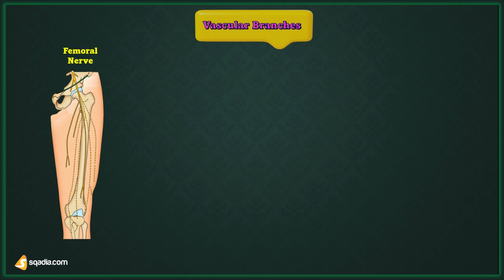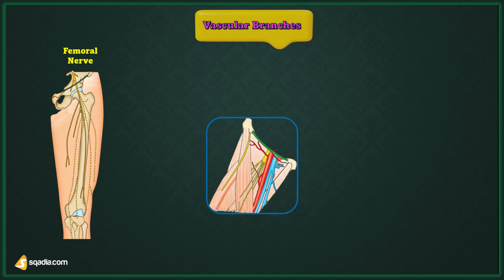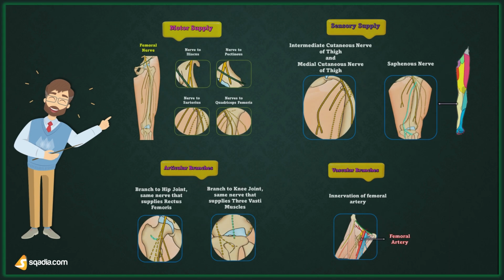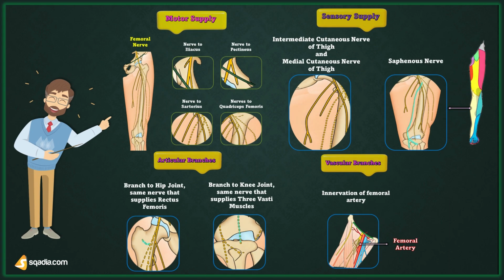Lastly, I mentioned that the femoral nerve also has vascular branches. As the nerve is closely related to the femoral artery, it also supplies the artery. Those are the main types of branches that originate from the femoral nerve.